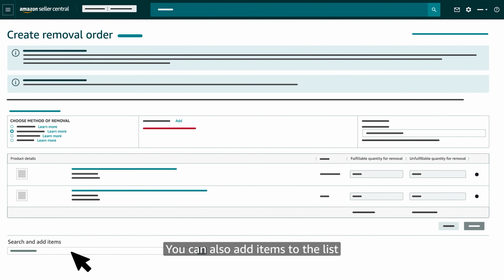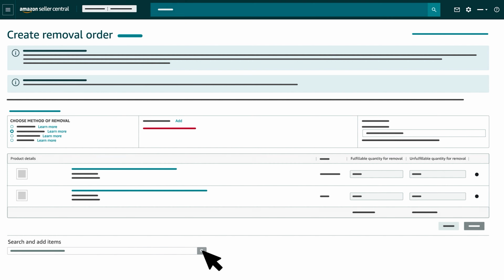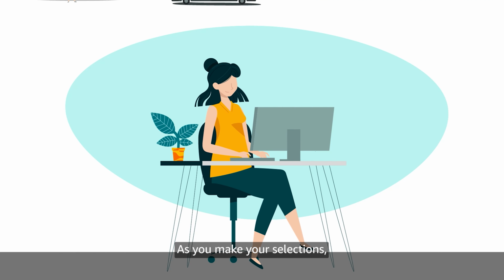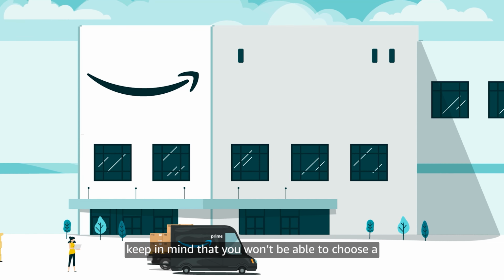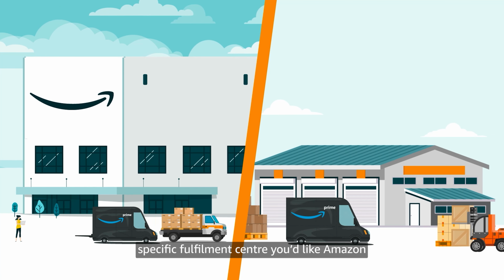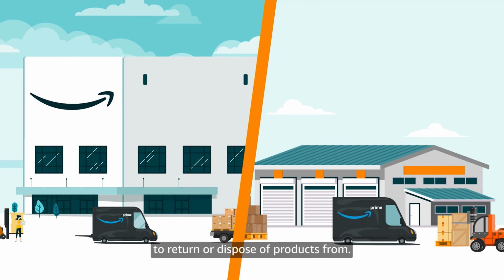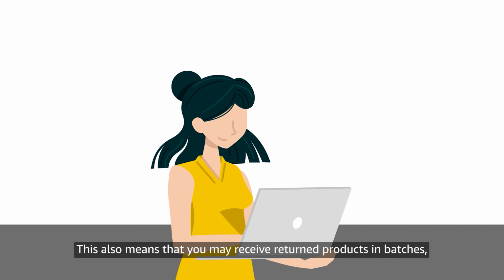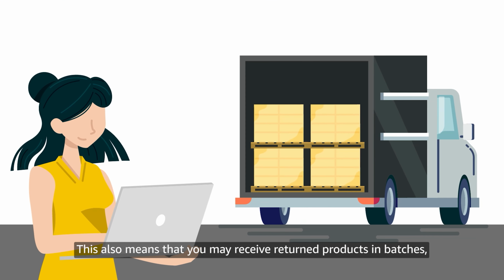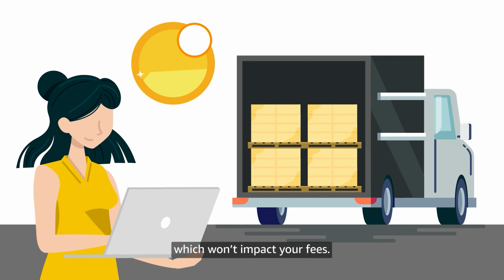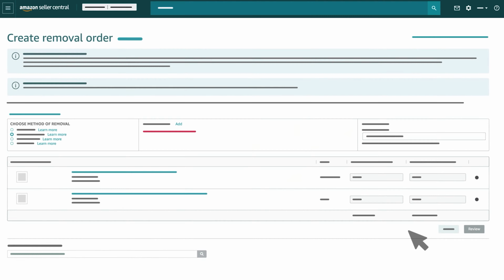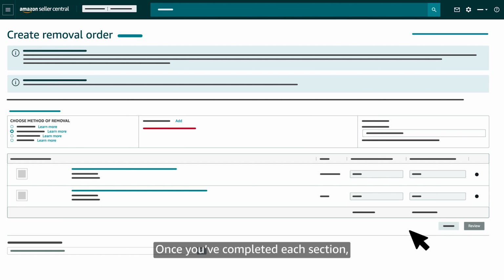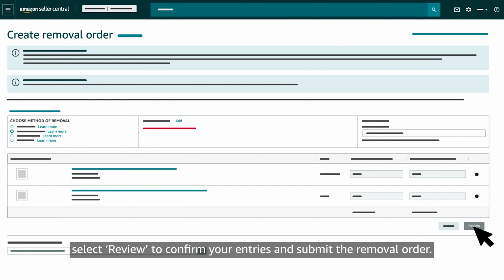You can also add items to the list by using the Search and Add Items text box. As you make your selections, keep in mind that you won't be able to choose a specific fulfillment center you'd like Amazon to return or dispose of products from. This also means that you may receive return products in batches, which won't impact your fees. Once you've completed each section, select Review to confirm your entries and submit the removal order.